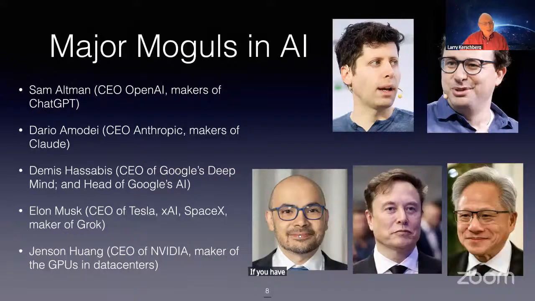You have Elon Musk here, CEO of Tesla, xAI, SpaceX, and he's the maker of Grok. It's another AI tool. And SpaceX is going to go public, and it'll be the largest IPO in history. So it's, I think, sometime in June. And then you have Jensen Huang. He's going to the bank and he's enjoying himself. He's the CEO of NVIDIA, maker of GPUs in all of the data centers that these various companies use. All right.